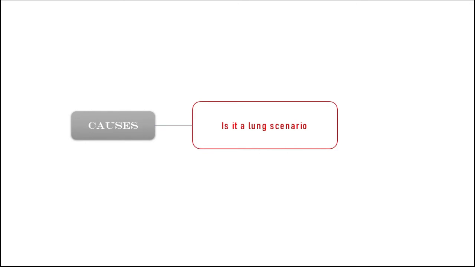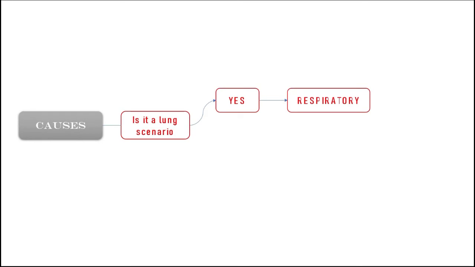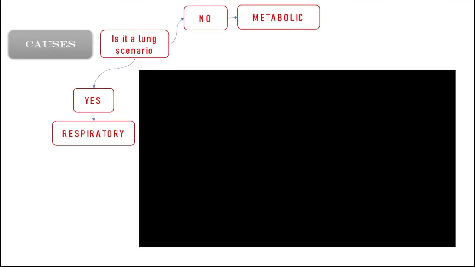Let's try to understand the causes of acid-base imbalance. Whenever you get a scenario to work out a blood gas report, go through the scenario and ask yourself, is this a lung scenario? If it is yes, most probably the cause is respiratory, and if it is no, it will be metabolic. We'll try to understand the respiratory causes for acid-base imbalance.